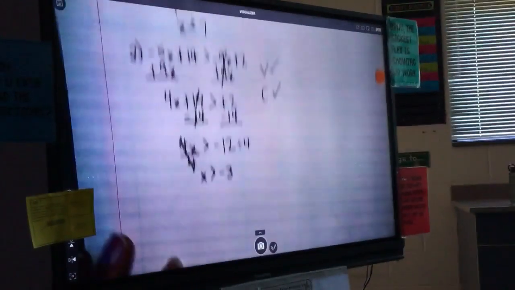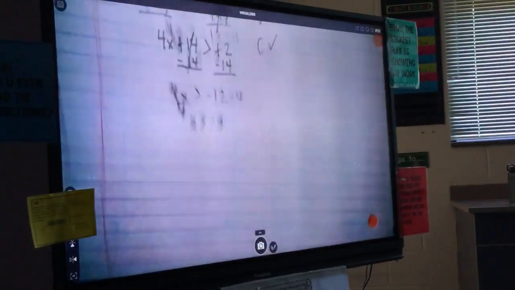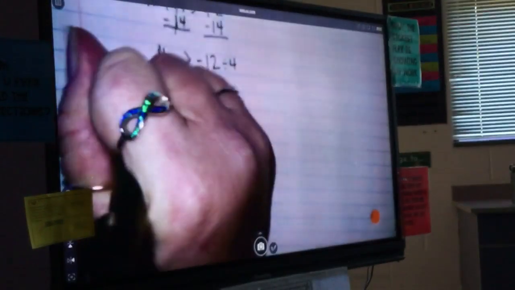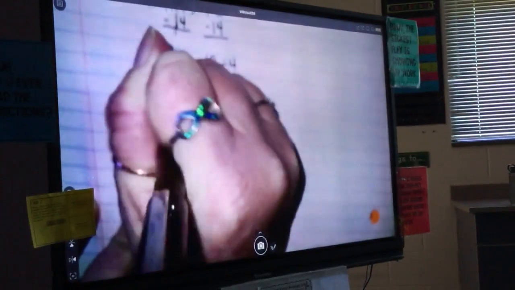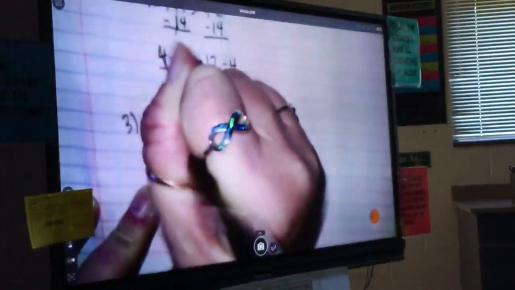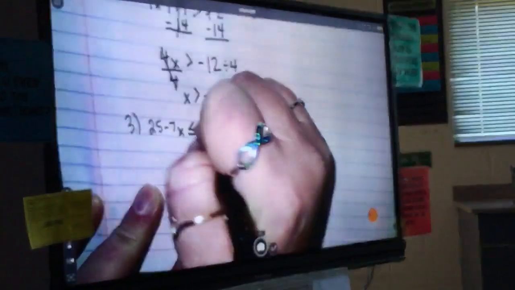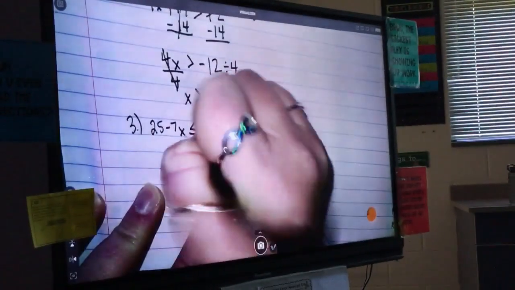All right, let's do this last one. Number 3. Number 3 is 25 minus 7x, which is less than or equal to 3x plus 50.